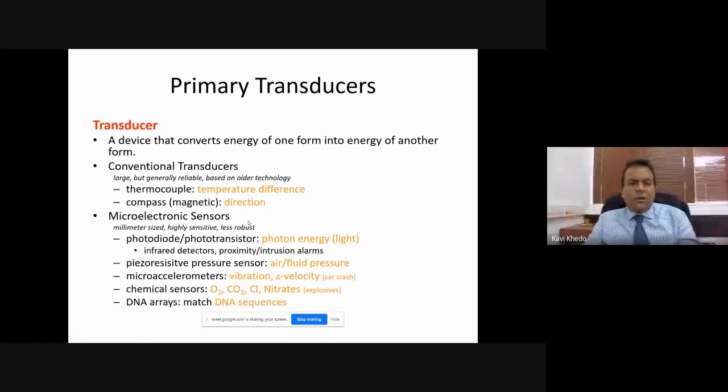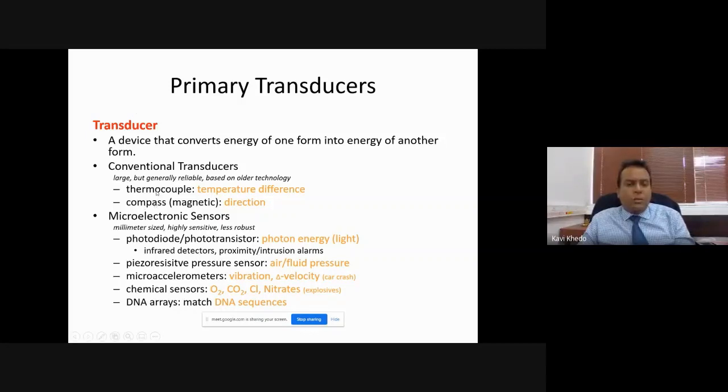Okay, so I've told you about the primary transducer. Recall, this is the main thing in a sensor that transforms whatever it is getting from the physical environment into another form of energy. So it is a device that converts energy from one form into another. You have conventional transducers. These are large but generally more reliable. For example, a thermocouple, a compass. They give you a very precise reading. A thermocouple or a compass.